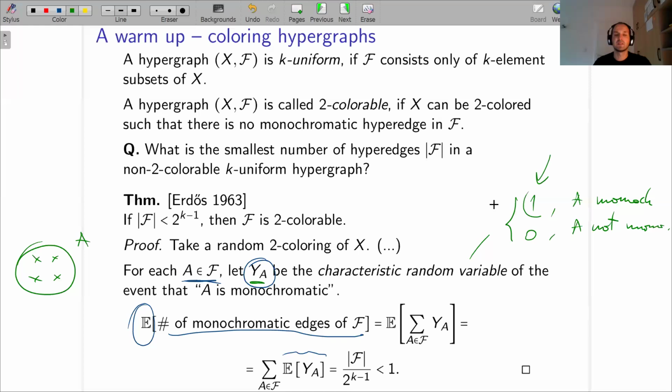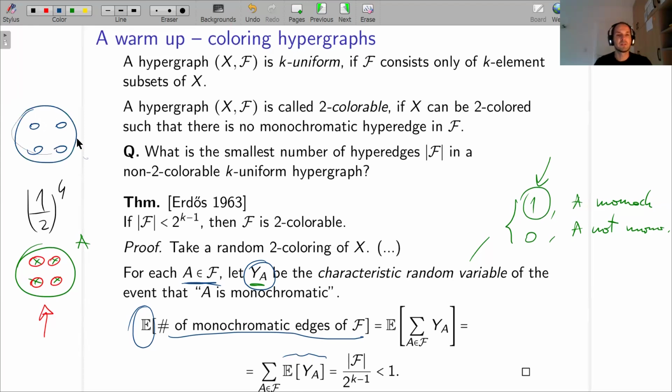So what is the probability this is 1? What is the probability that this set will be monochromatic? It will be monochromatic if all 4 of these elements are colored red. The probability for that is 1/2, in this case 1/2 to the power of 4. And then also it could be that all 4 are colored blue. That's another 1/2 to the power of 4. So these are obviously the only 2 cases where this becomes monochromatic.